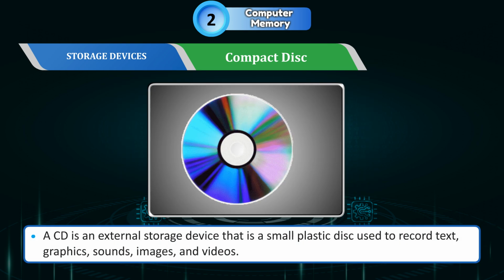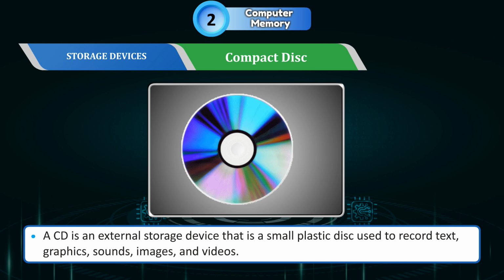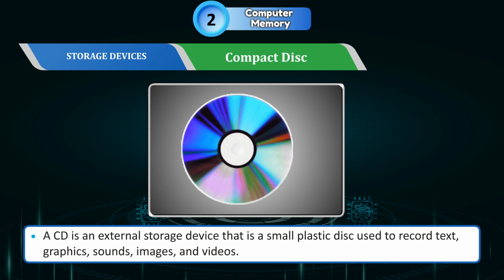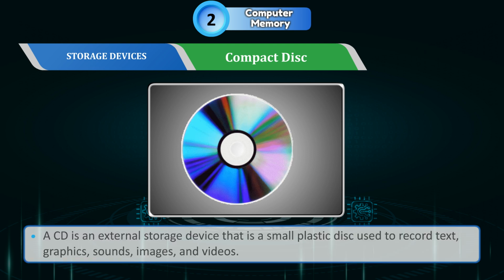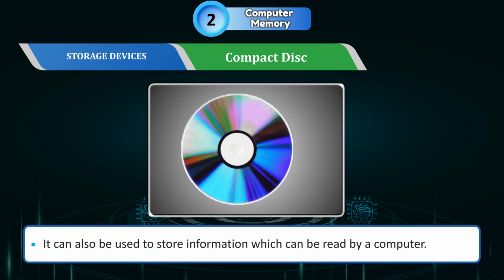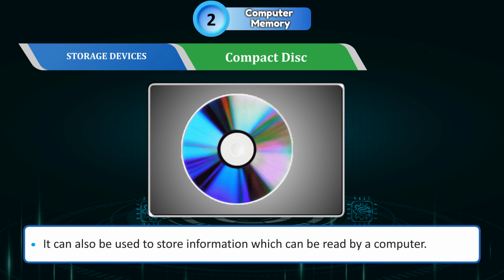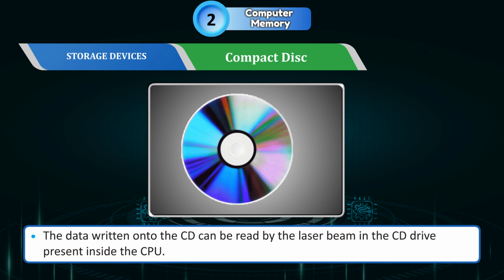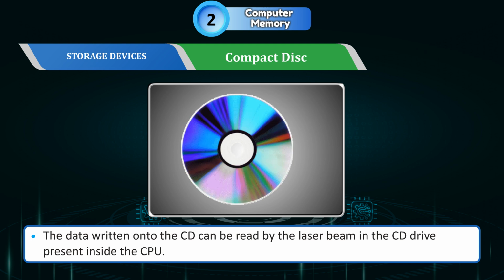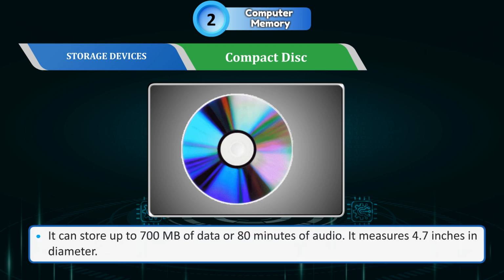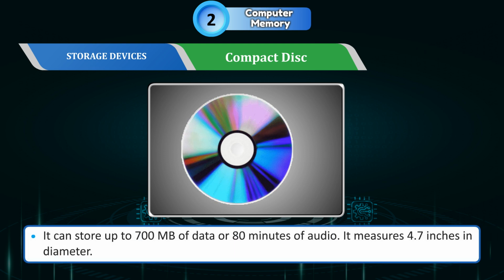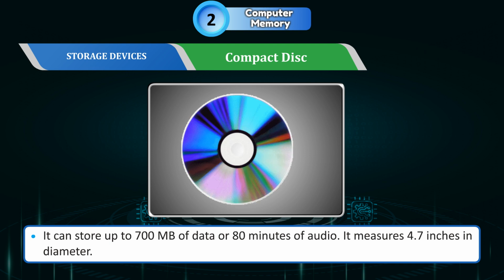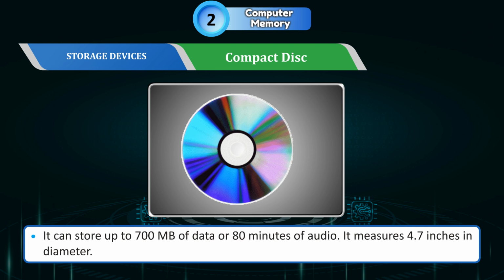Compact disc. A CD is an external storage device that is a small plastic disc used to record text, graphics, sounds, images, and videos. It can also be used to store information which can be read by a computer. The data written onto the CD can be read by the laser beam in the CD drive present inside the CPU. It can store up to 700 MB of data or 80 minutes of audio. It measures 4.7 inches in diameter.